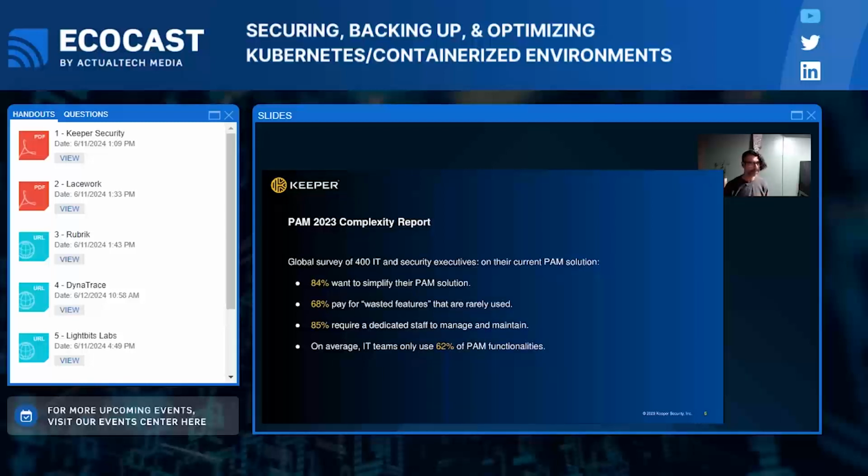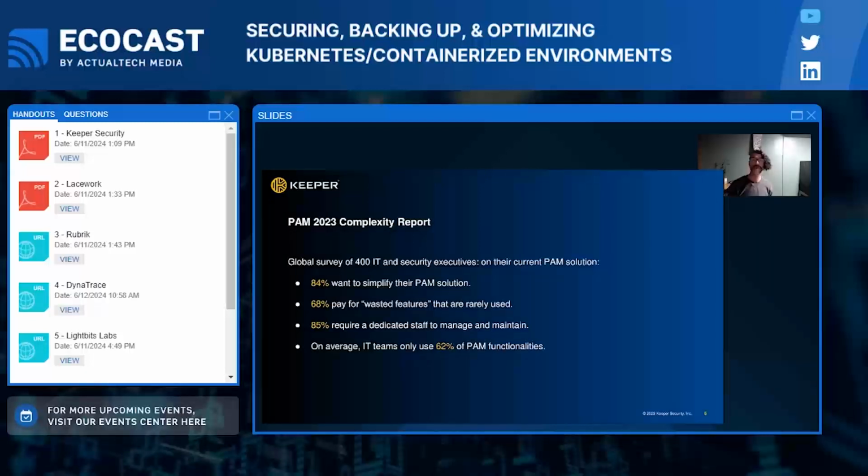68% of them pay for wasted features. Now, I know this all too well. In my last organization, I would get a product to cover certain feature sets, and it has all other feature sets that I didn't need. And then I have to buy another product to cover some other feature sets because the first product didn't cover them. And all of a sudden, it's become disparate. I'm paying for separate platforms here and there to cover my PAM strategy.